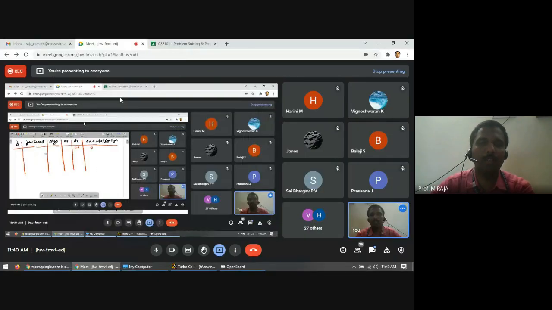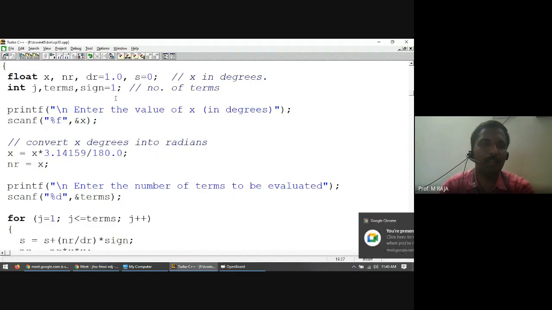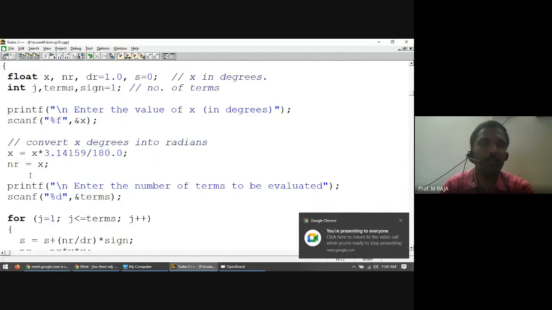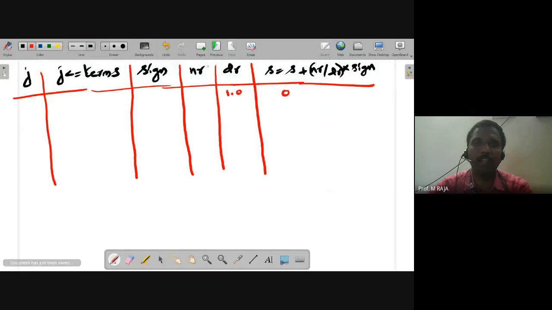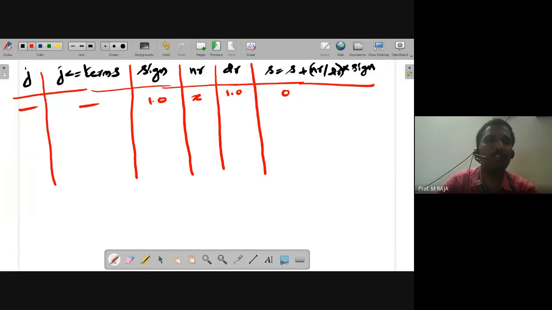Then after updating the value of x, numerator is updated to x. So after inputting the value of x, x is converted into radians. Sine is 1.0. Initially no j. These are the initial values.